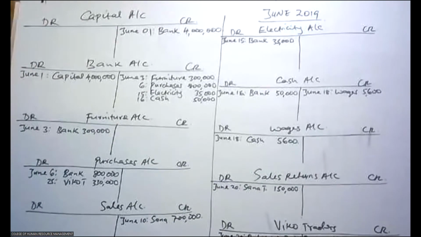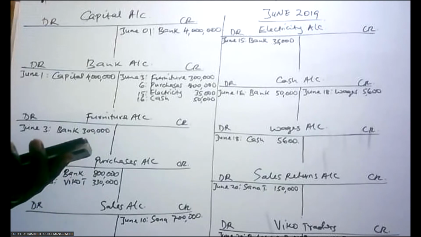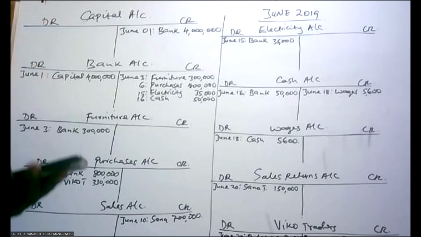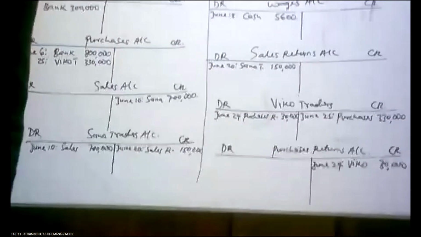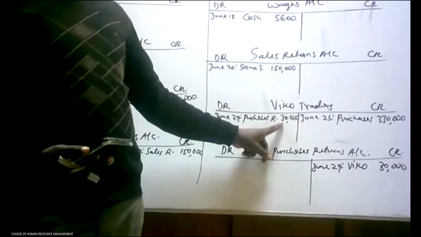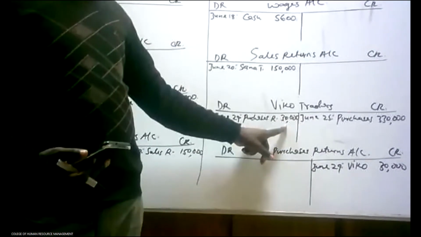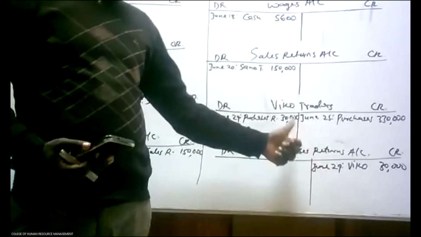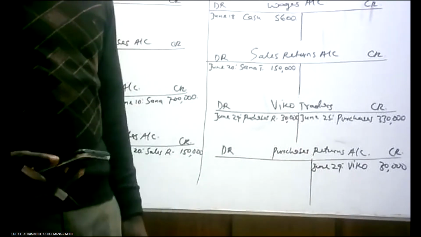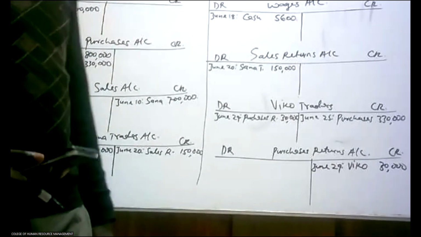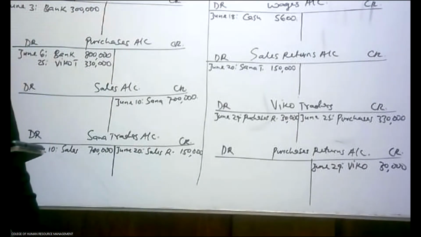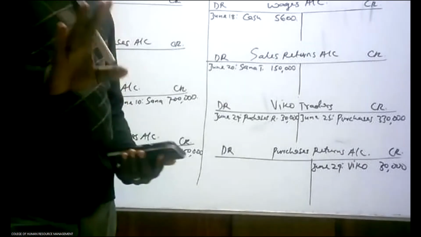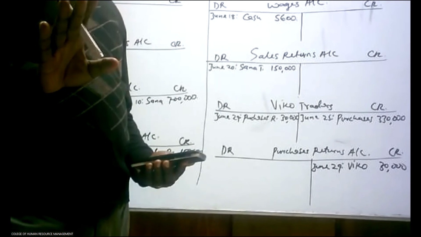Mwalimu, just repeat that last example of June 29th. So you said that under Vico's account, what did we write under Vico's account? Under Vico's account, you debit the value of goods that were returned, which is 30,000. Okay. You credit purchases returns, you debit the supplier to whom you are returning the goods. So anytime our creditor returns goods to us, we open a purchase return. And anytime our debtors return to us, we open a sales returns. No. You are confused.